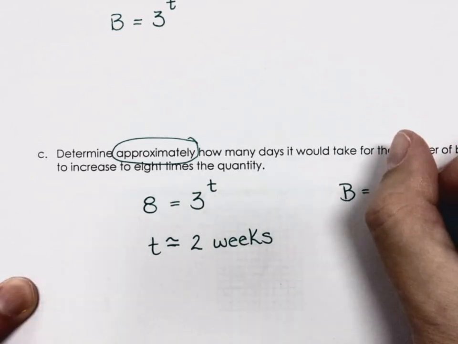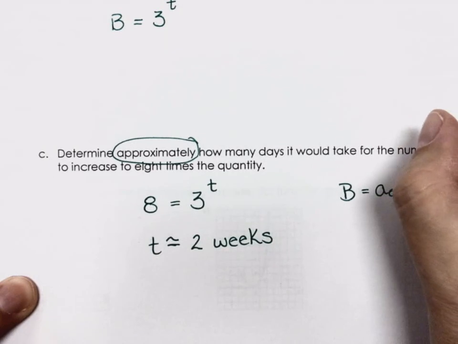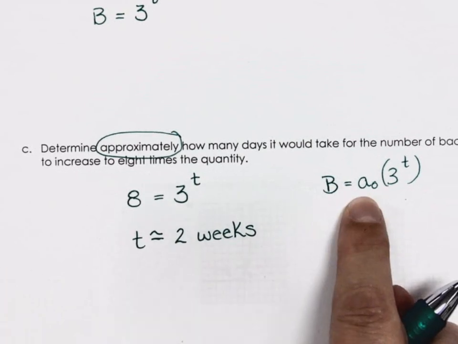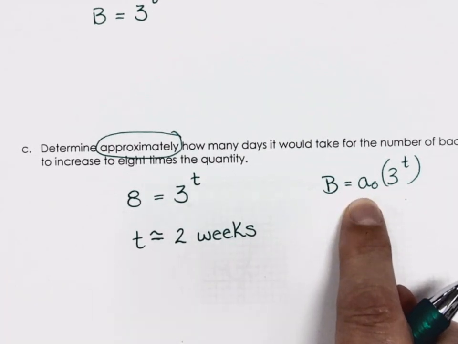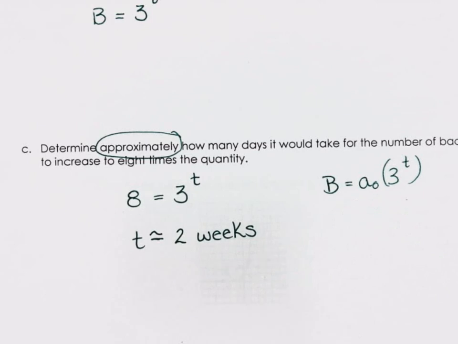Sometimes you'll see it like this. I'm just going to use a variable here. You'll see this, and this is the initial amount. Like A initial would be the initial amount of bacteria. In this case, we were starting with 1 bacteria, so 1 times anything is just itself.